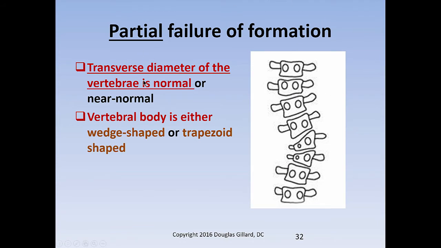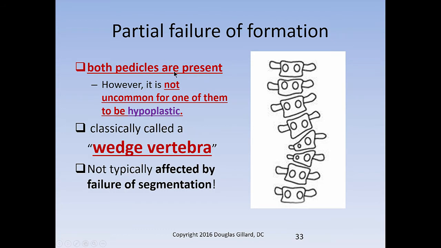Partial failure of formation. So this is a wedge vertebra. The transverse diameter, which would be across here, right? Transverse, same as horizontal, same as axial, all AKAs. So the transverse diameter of the vertebral body is normal, but you have a wedge here. The vertebral body is either wedge shaped or trapezoid shaped. And the key is it does have two pedicles. So both pedicles are present, as you can see. However, one may be so hypoplastic you might not be able to see it.